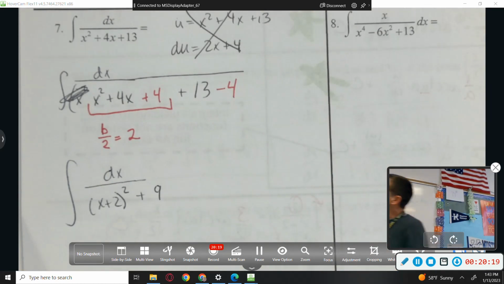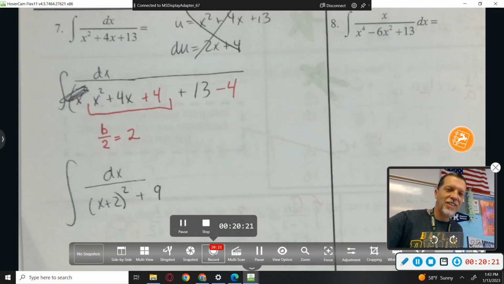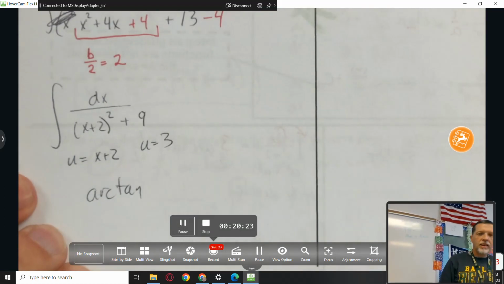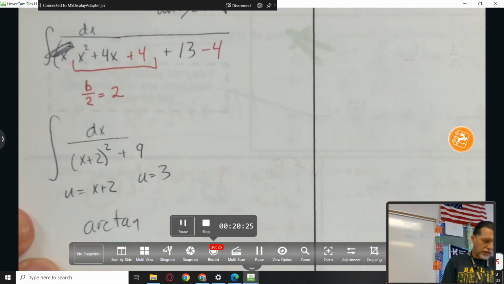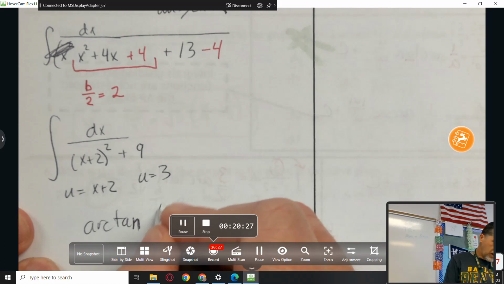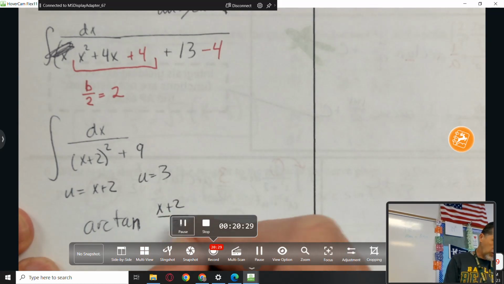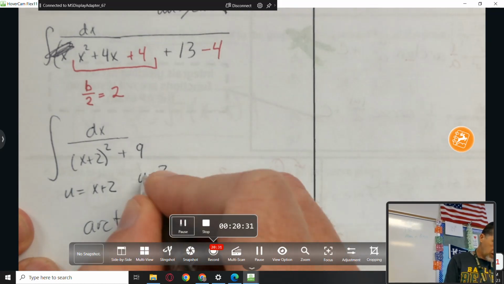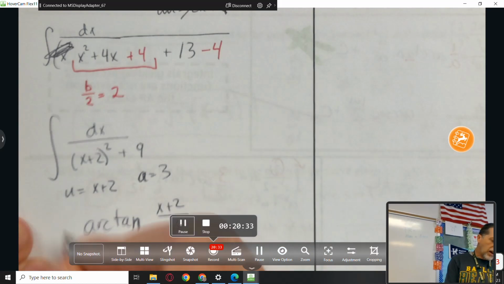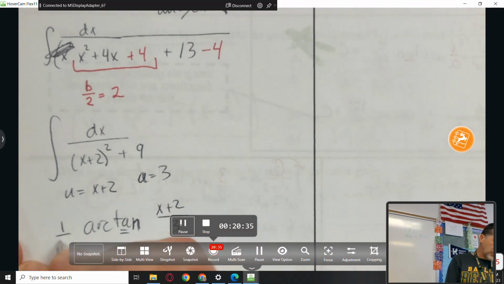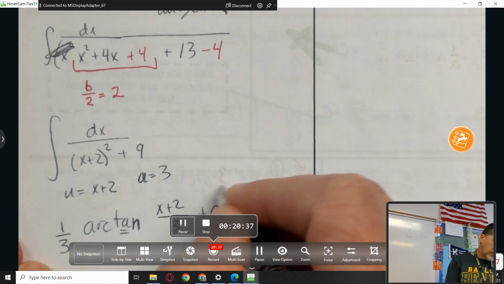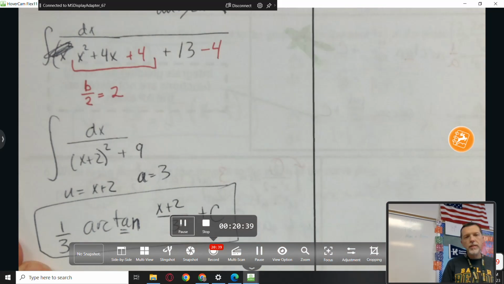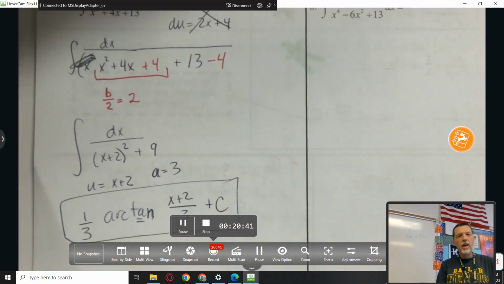Arctan. See if you can finish that one. So arctan, after we complete the square, of (x plus 2) over 3, u over a. Arctan has the a out front though, so 1 over 3, plus c. Good job.